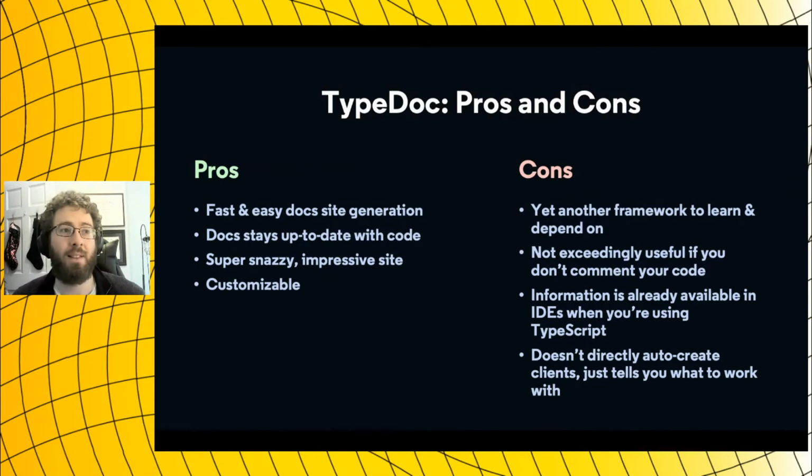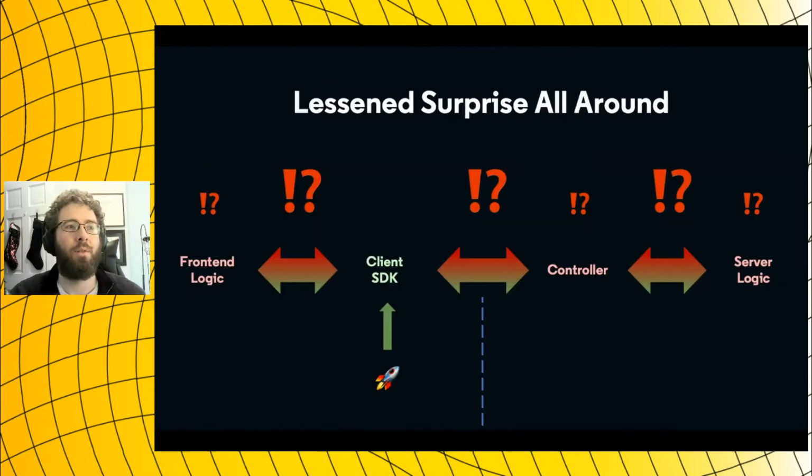This is stuff, again, that's already available if you're using TypeScript or generally DTS files. And I want to note, it doesn't directly auto-create your clients. It just tells you what people are already working with. For this, I awarded one medium-sized rocket ship emoji on the client SDK part specifically, because it doesn't completely change your logic. Again, it doesn't really change how anything works. It just elaborates on what these SDKs might look like.